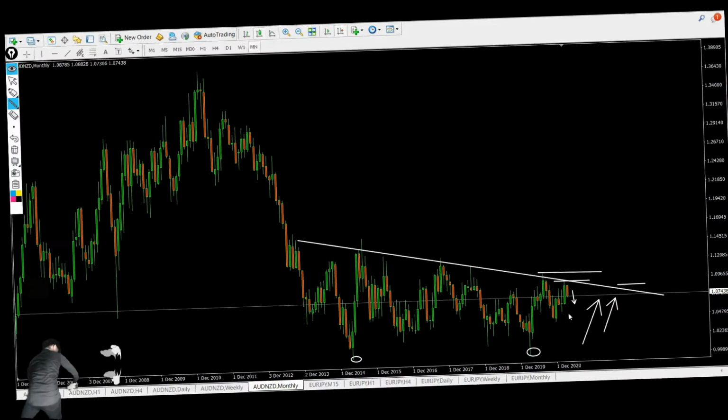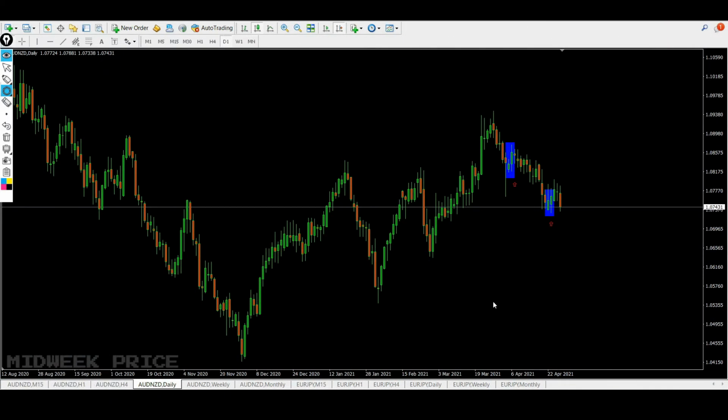Okay, let's talk midweek price. Okay, this is a daily chart. Let's go ahead and review what happened for the past 2 months. Okay, so on this candle right here, our first target at that monthly trend line was hit. And then price tried to push through that downward trend line and get to our second target, however failed. And price came right back down.